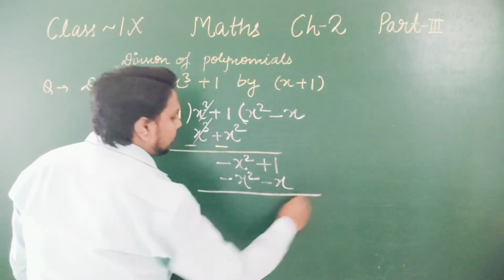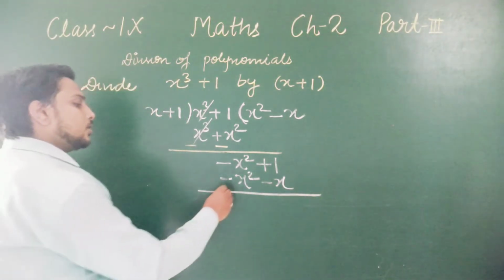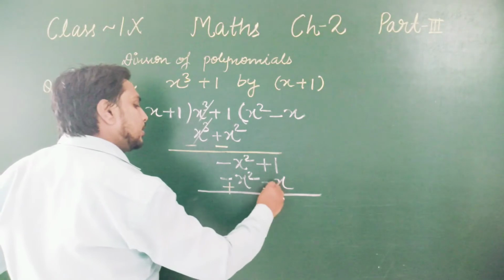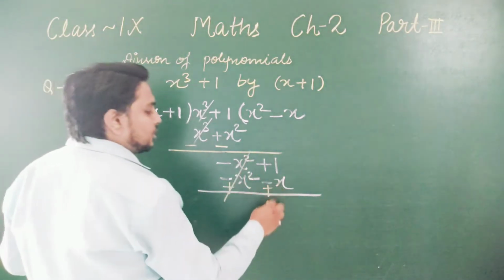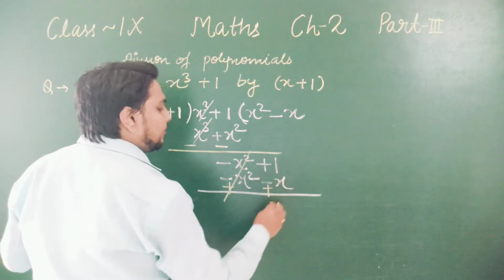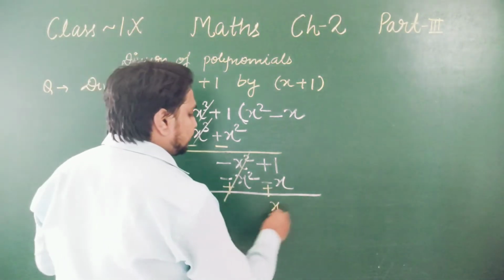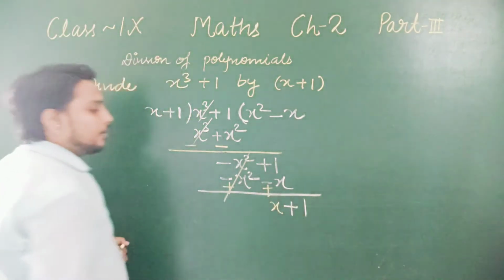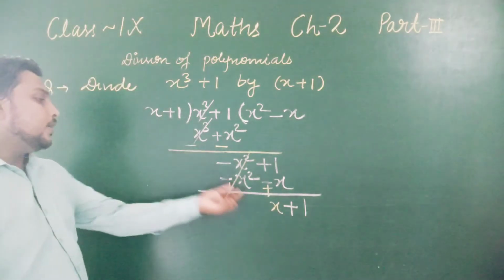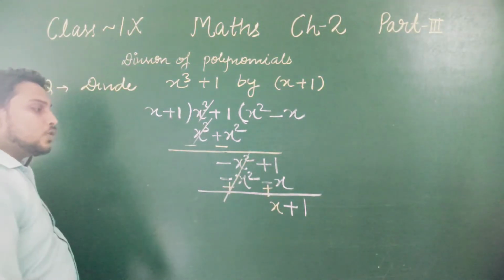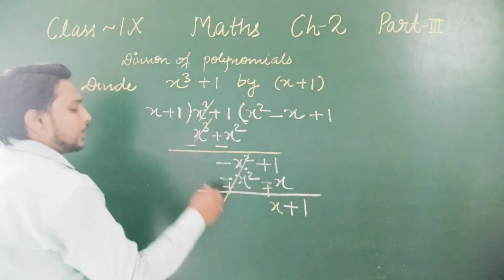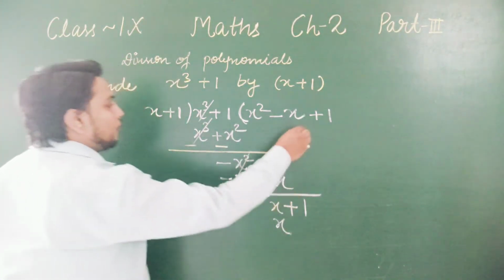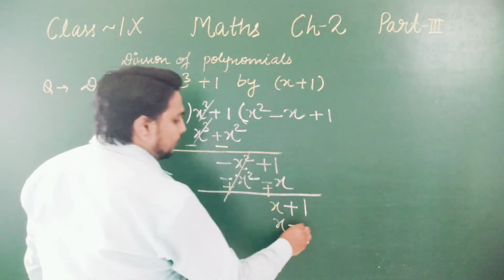Again we will do the subtraction, the sign will change. Here it is minus x square, here it is minus x square. This will be cancelled out. So what is left? Firstly we will write the x and then we will write the plus 1. Okay. Here it is x, here also it is x, means it is already equal. So we will multiply it by plus 1. So x into 1, that is x, 1 into 1, that is 1.